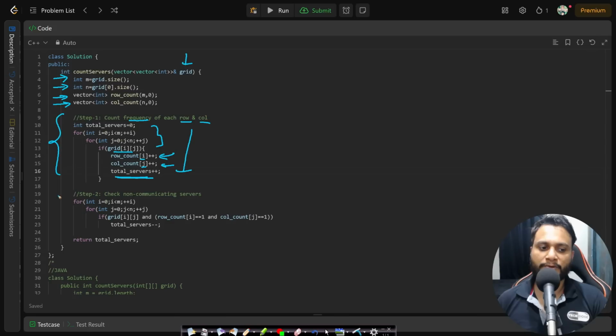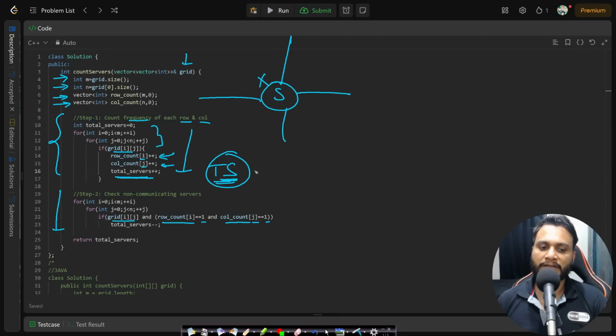Once we are done with step 1 pre-processing, then we will again be reparsing the entire grid, and in this case, if I find that at a cell there is a server, that is grid at ij is 1, and I find that the row count at i is 1 and the column count at j is also 1, that means this is the only server and there is no other server in the same row and in the same column. So that means this is a non-communicating server, and from the total server I will be subtracting 1. So I am doing total servers minus minus, so that I am removing the non-communicating servers from the total server. And finally I will be returning the total server, which is the count of the number of communicating servers.